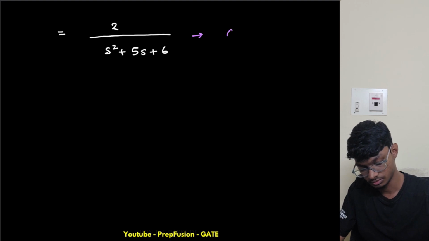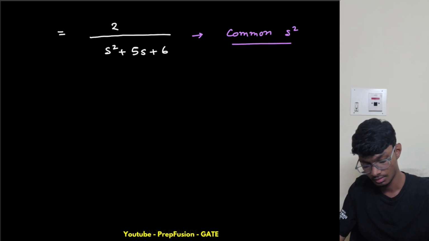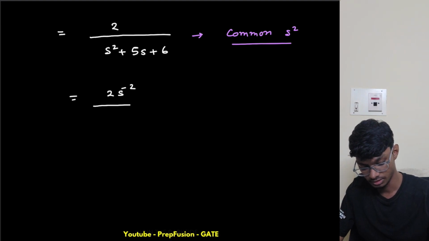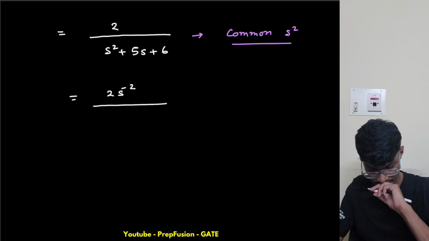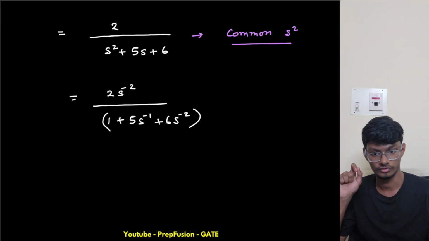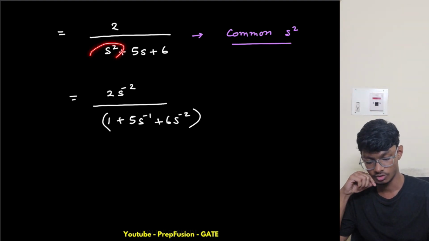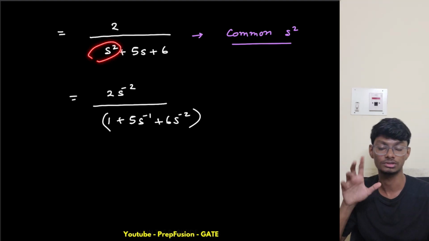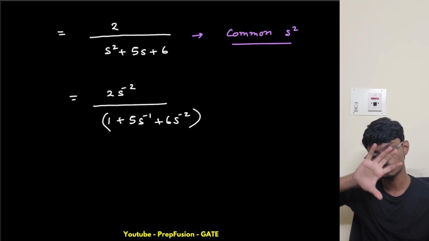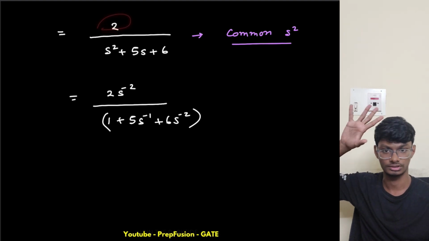So this will be 2s raised to the power minus 2, and this will be 1 plus 5s raised to the power minus 1 plus 6s raised to the power minus 2. If I take the highest power s square common, I must take it from the denominator, not the numerator. If it is in the numerator, then it's fine.